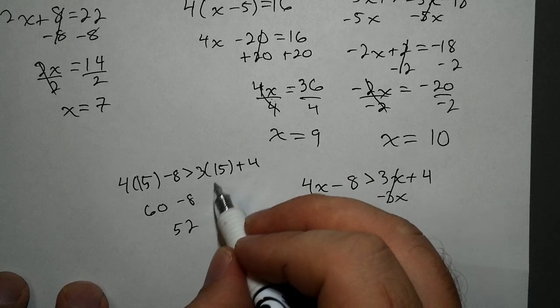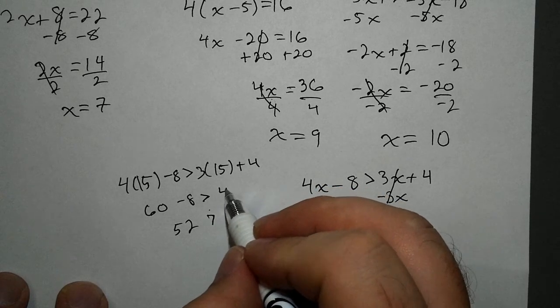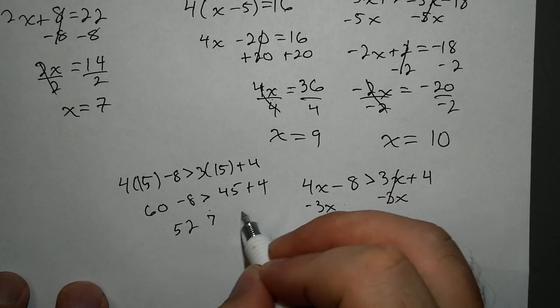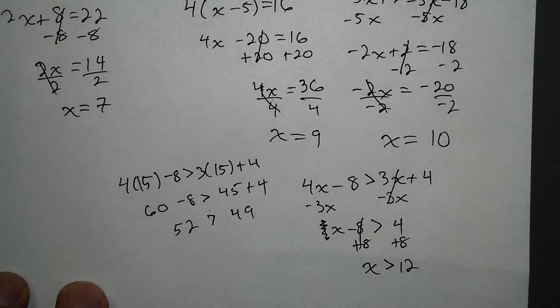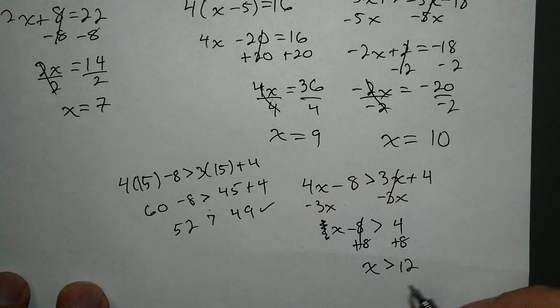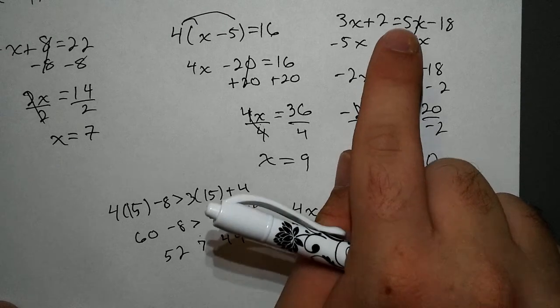Now, we've got, so this should be true. 3 times 15 is 45. 45 plus 4 is 49. And 52 is bigger than 49, so it did check out. So all numbers greater than 12 should work for this. Don't let the inequality trip you up. Solve it the same way as if it's an equal sign.